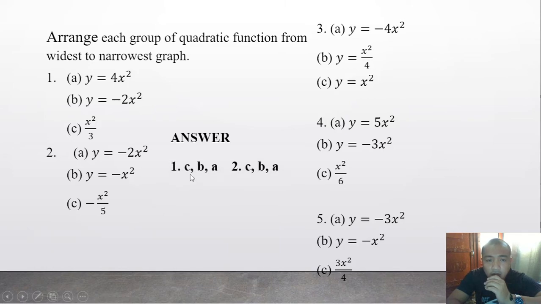So for number 1, wider to narrower, no? Pag wider, we will consider the smaller value of a. So we have C, 1/3 kasi. C, B, A. CBA, tama. Ito naman, pisa tayo sa smaller value of A, 1/5. So C, B, 1 kasi yan, tapos 2 yan.